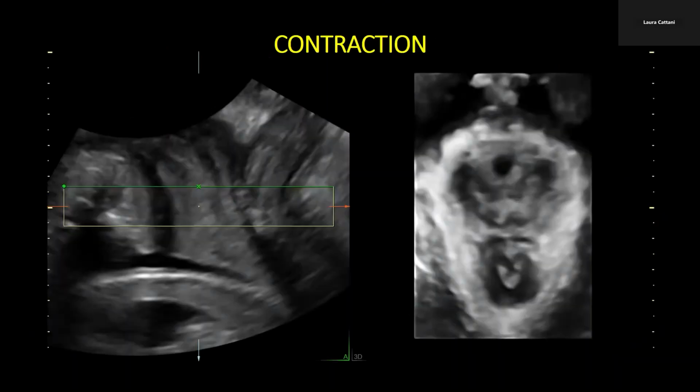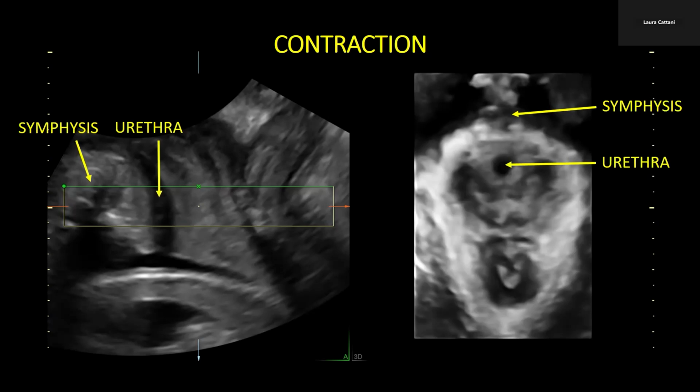When we perform a three-dimensional acquisition, we can visualize the levator ani on the coronal plane, shown on the right. Imagine you are looking at a woman's pelvis from between the legs, from the bottom. The symphysis is at the top. The puborectalis has the form of a hammock, surrounding urethra, vagina, and anal rectum.